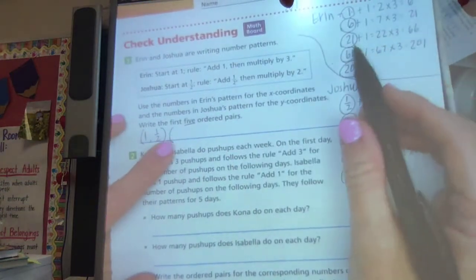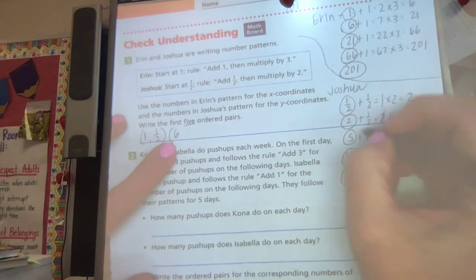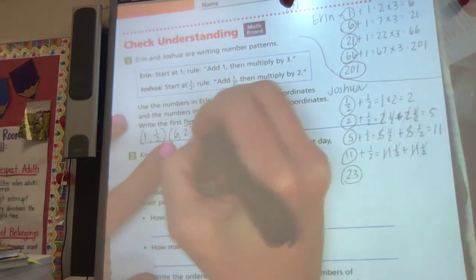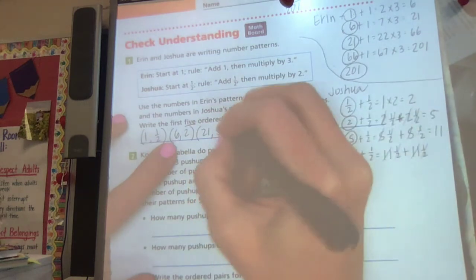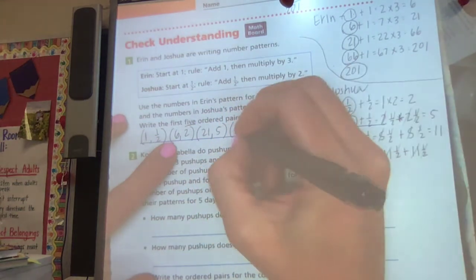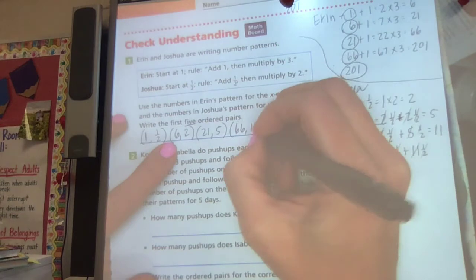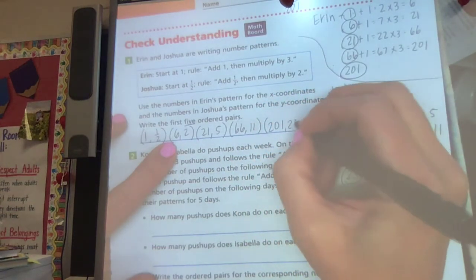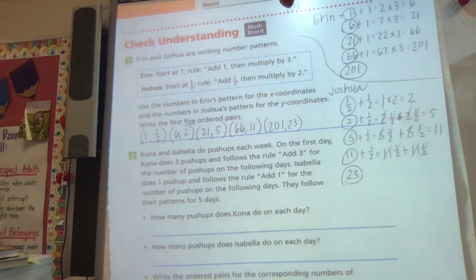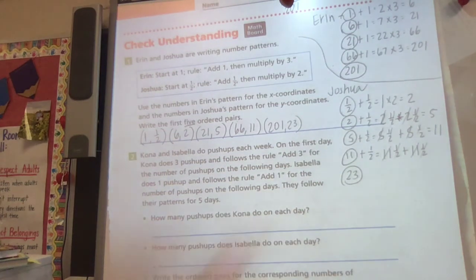So Aaron's second number is 6 and his second number is 2. Aaron's third number is 21. His third number is 5. Her fourth number is 66. His is 11. Last one, 201. His last one is 23. Wow. She has got lots bigger numbers than he does. That's one thing I noticed.